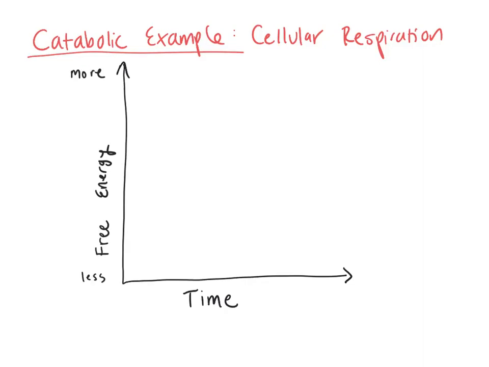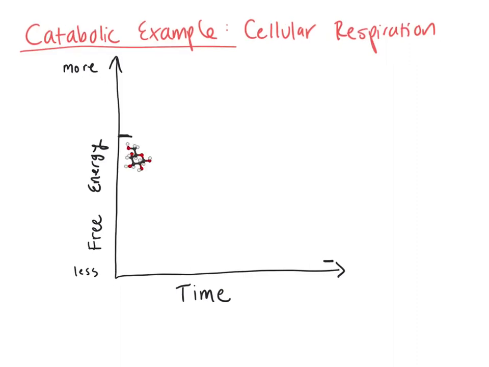Because this is a catabolic reaction, our reactants, or what goes in, are going to have more free energy than the products, what comes out. And in this case, our main reactant is going to be our glucose molecule, which is C6H12O6, pretty complex, and it has a lot of potential energy, because remember, the more complex something is, the more potential energy it has. So what we want to do is take that potential energy of glucose and release it and turn it into a form of energy usable by the cell.